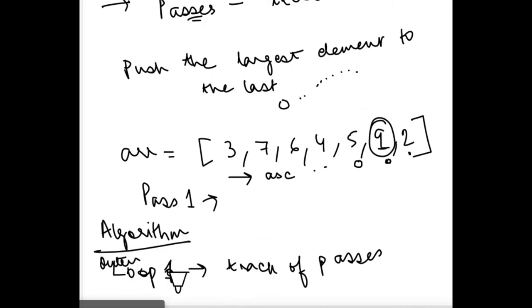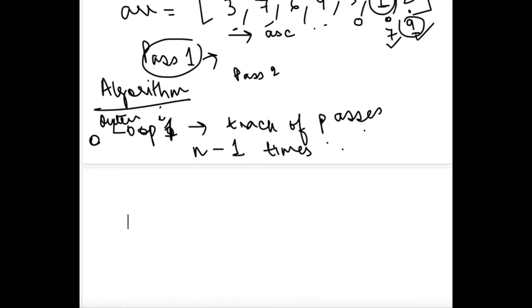So this outer loop keeps track of the passes and it runs till n minus 1 times. So we can say n minus 1 passes. The responsibility of the outer loop was to keep track of the passes. Now coming to the inner loop, what is the responsibility of this?